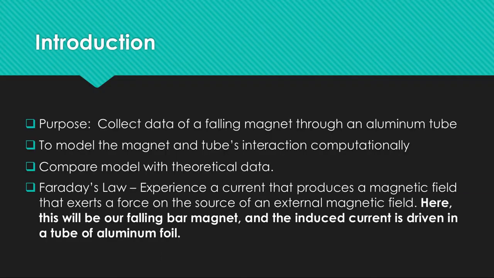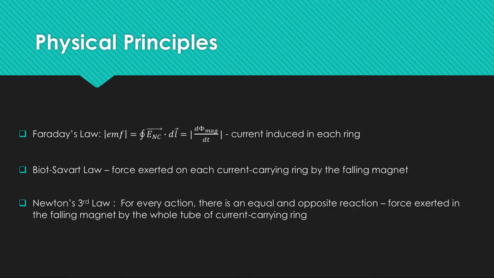The purpose of this lab was to collect data of a falling magnet through an aluminum tube, and to model the magnet and the tube's interaction computationally using GlowScript. We then compare the model with the theoretical data. In terms of Faraday's Law, in this lab we experience a current that produces a magnetic field, which then exerts a force on the source of an external magnetic field. In our lab, this will be our falling bar magnet, and the induced current is driven in a tube of aluminum foil.